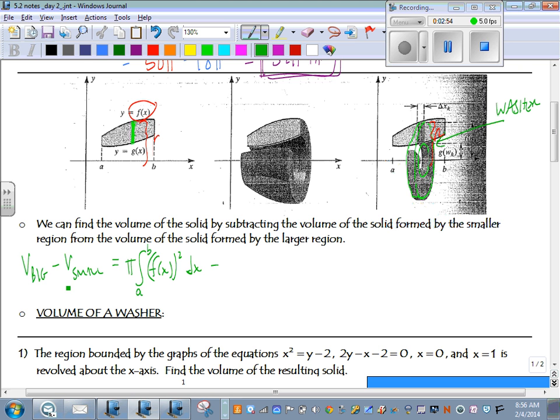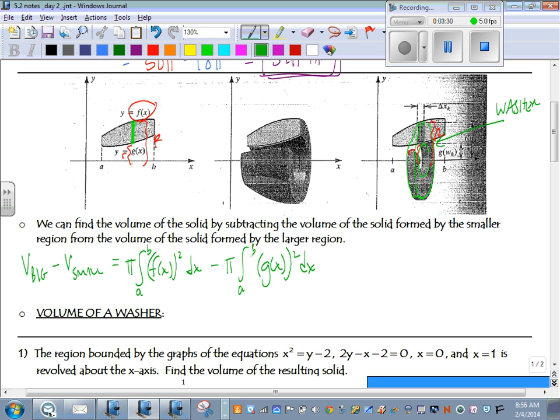Minus the volume of the small one, we're going to have pi times definite integral from a to b. And the radius of the small part, I should have written this with a big R here. Radius of the small part goes from the x-axis up to the bottom of this region, which is the graph y equals g of x. So we're going to have g of x squared for our radius squared, and then our height again is dx.